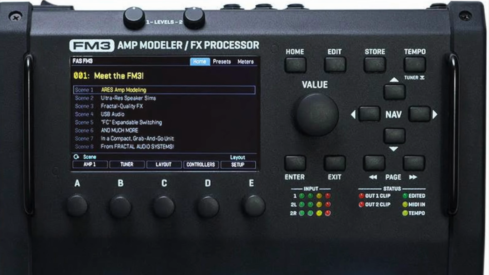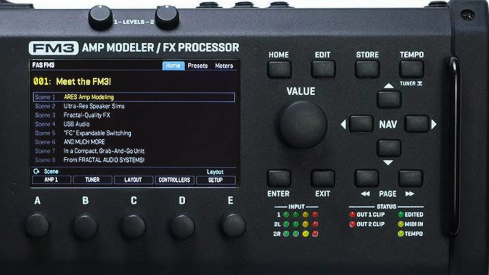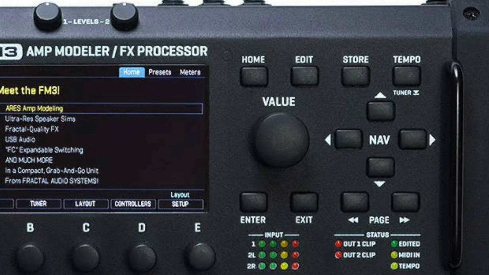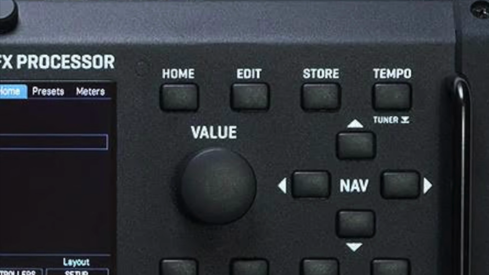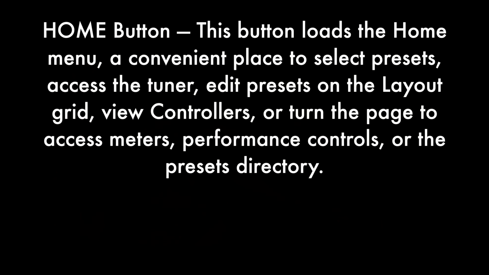Let's go back to the top panel for the FM3 right now. The top row of buttons are labeled Home, Edit, Store, and Tempo. Let's see what the manual says about these buttons. Home button. This button loads the home menu, a convenient place to select presets, access the tuner, edit presets on the layout grid, view controllers, or turn the page to access meters, performance controls, or the presets directory.